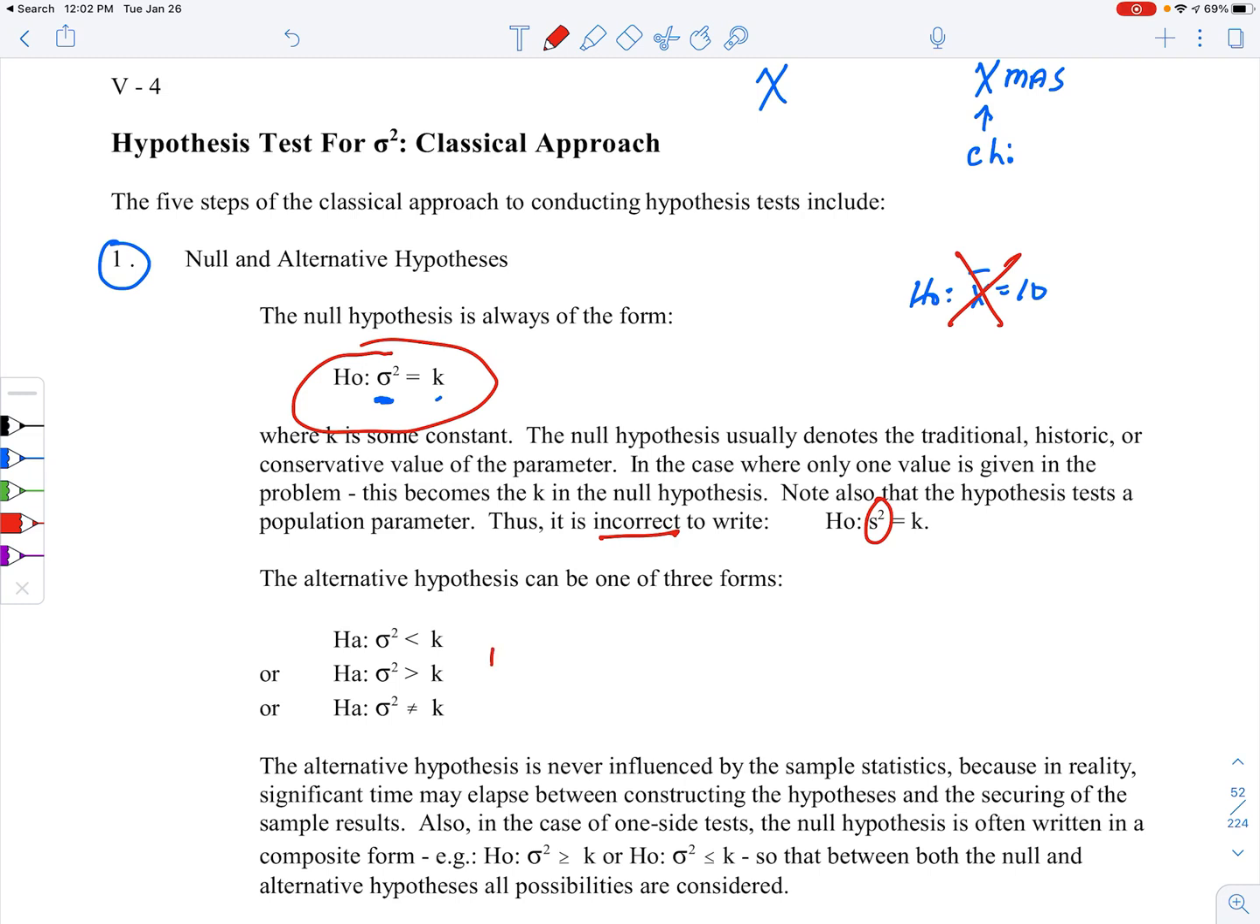And then the alternative can be one-sided: less than K, greater than K, or not equal to K. If it's one of the first two, we often change the sign up here at the top to greater than or equal to, or less than or equal to, like that.